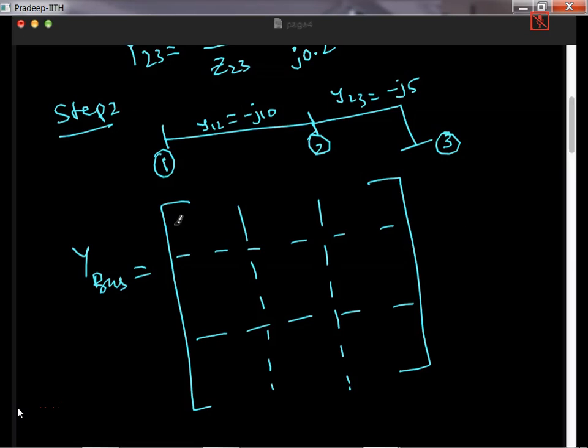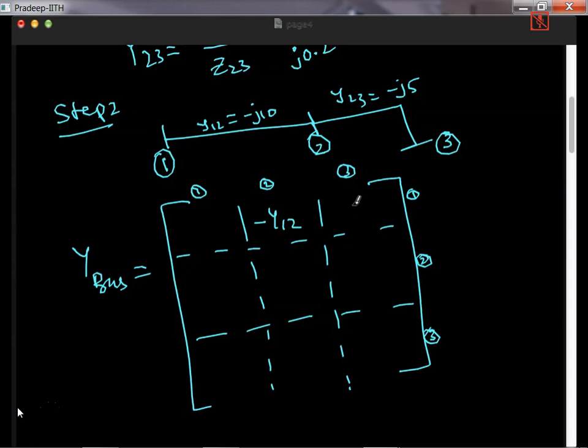So the diagonal elements you forget about. So this is 1, this is 2, and this is 3. This is row 1, row 2, row 3. Between 1 and 2, there is y12. So already there is a minus here. So this is actually minus y12.